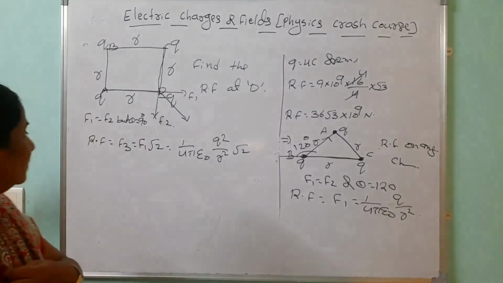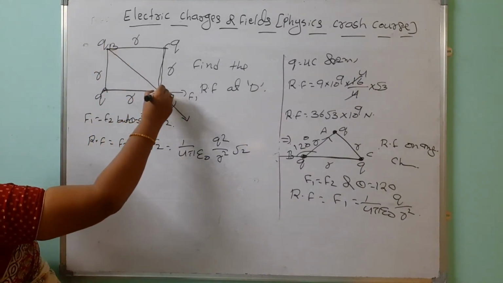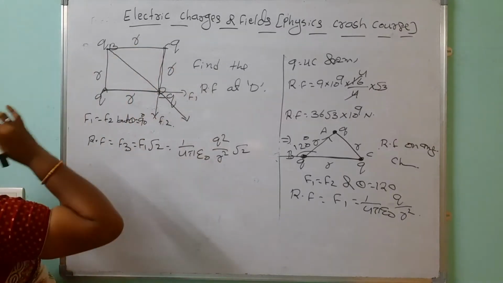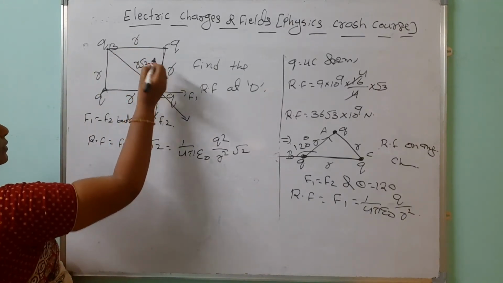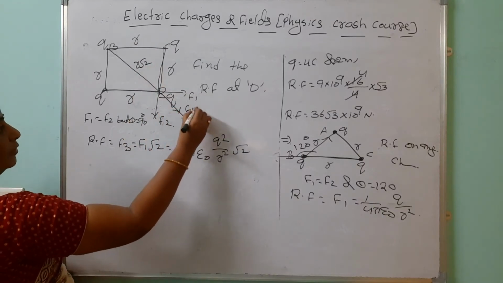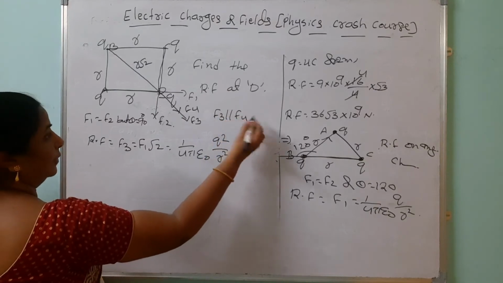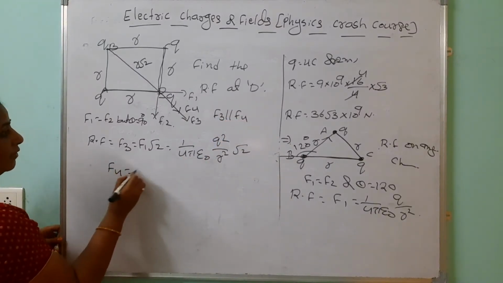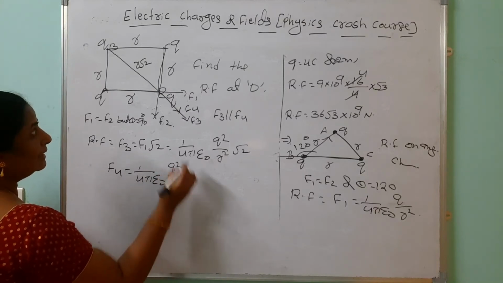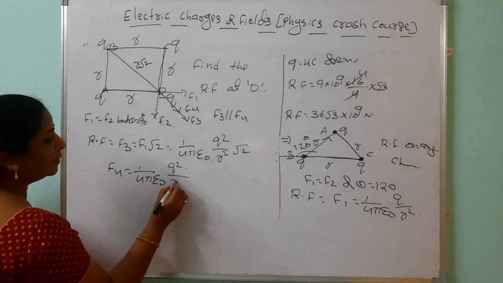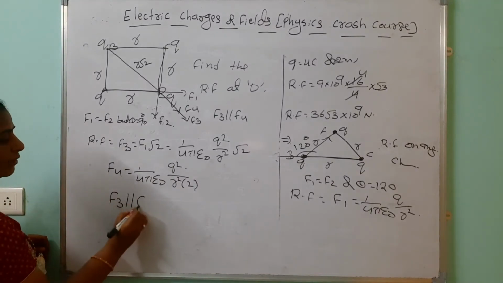Okay, then come to one more charge. Here, what is the distance? When we apply the Pythagoras theorem, under root R square plus R square is how much? R root 2. So this I am taking as F4, and this is F3. Here F3 is parallel to F4. So F4 is how much? 1 by 4 pi epsilon naught q square by the distance R root 2 whole square, which means R square into 2. But here F3 is parallel to F4.